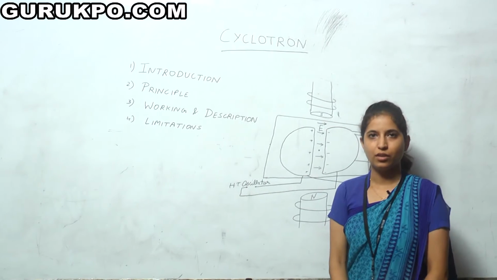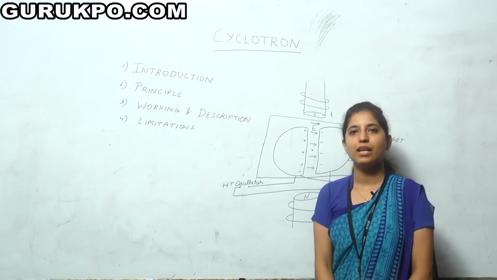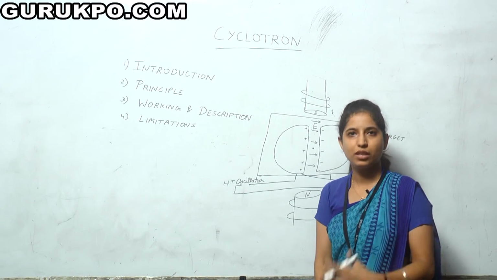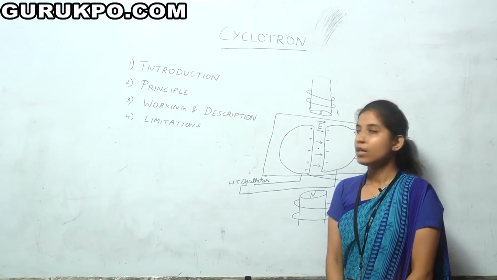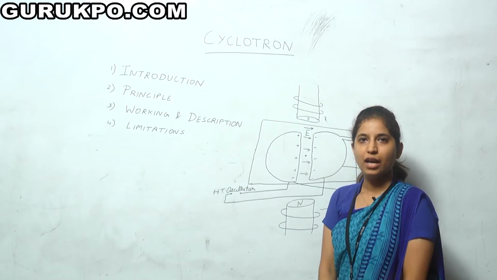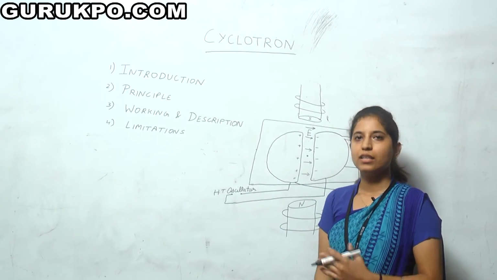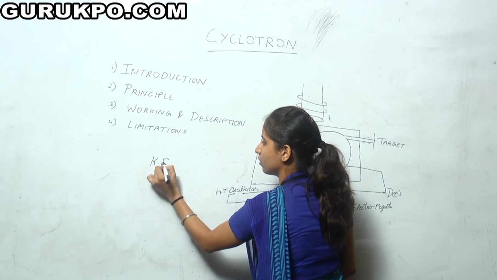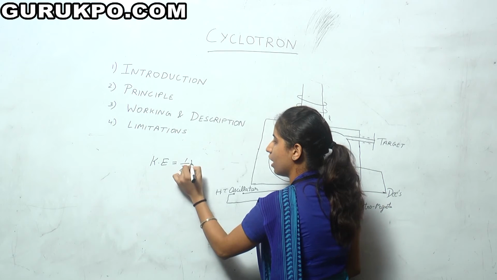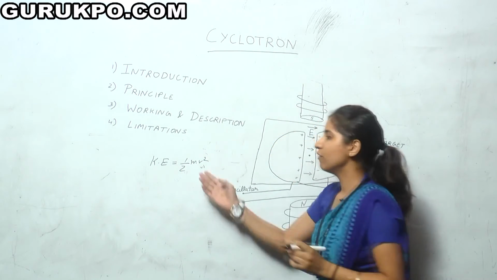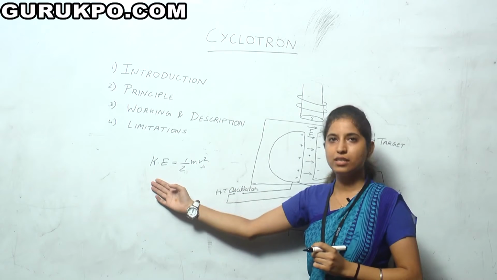Cyclotron is a machine from which we get highly charged particles, and these highly charged particles are positively charged particles. If they are highly charged particles, their velocity must be high, and if their velocity is high, their energy is high, as kinetic energy is half mv square. That is, if velocity is high, its energy is high.